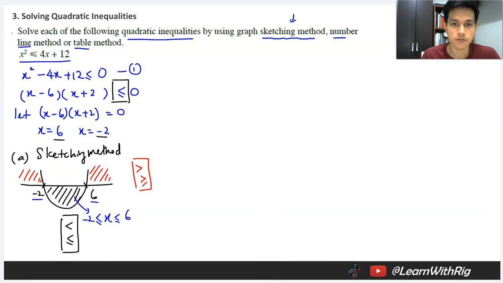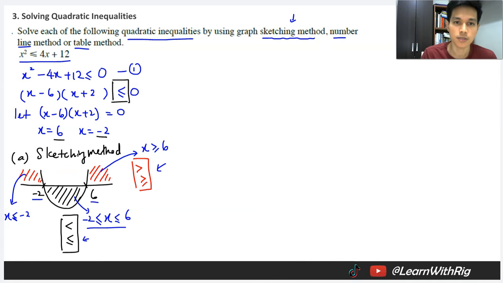If it is more than or more than or equal to, you have two answers now. One is this part, which is x less than or equal to -2, and the second answer here should be x more than or equal to 6, because it is more than 6. So there are two possible answers for this case, but for the other case you only have one answer.